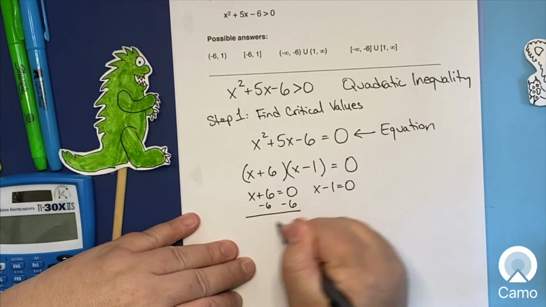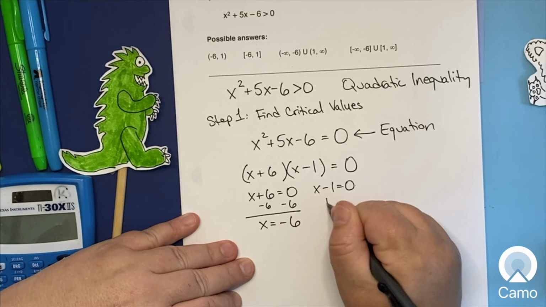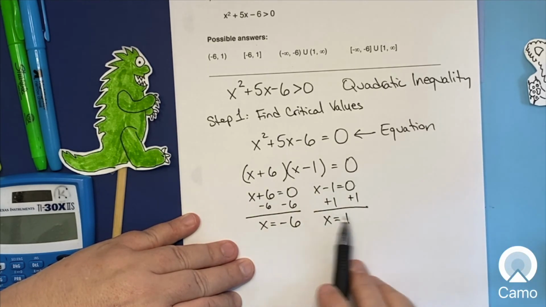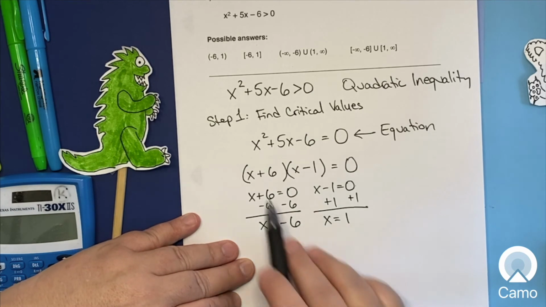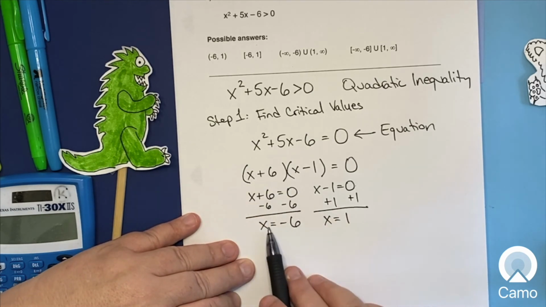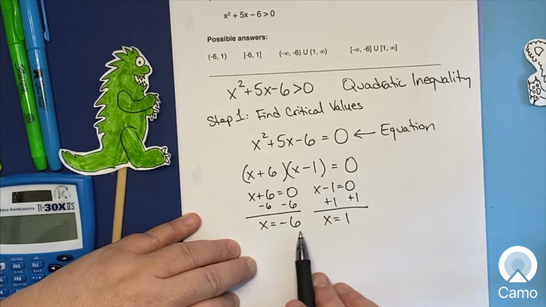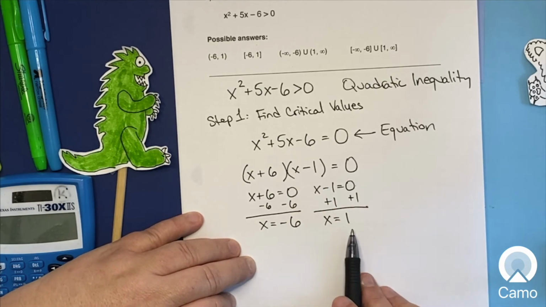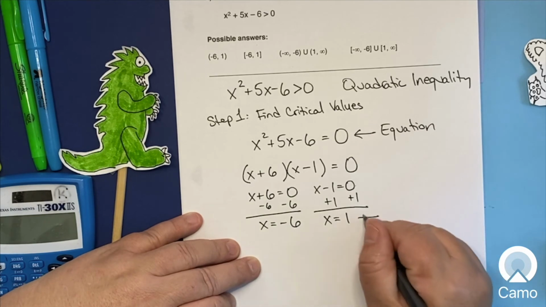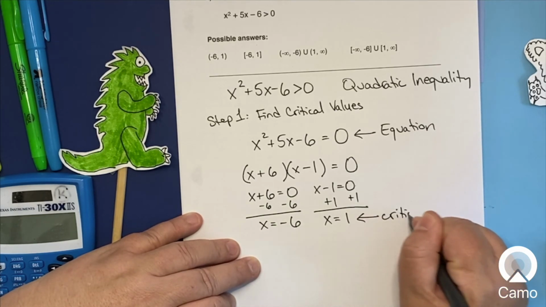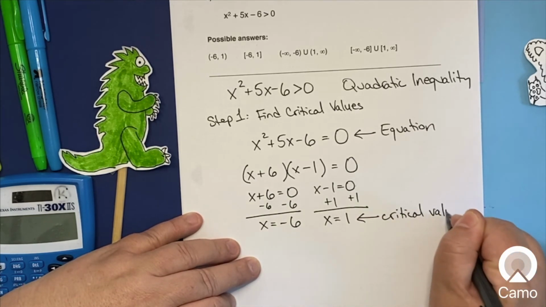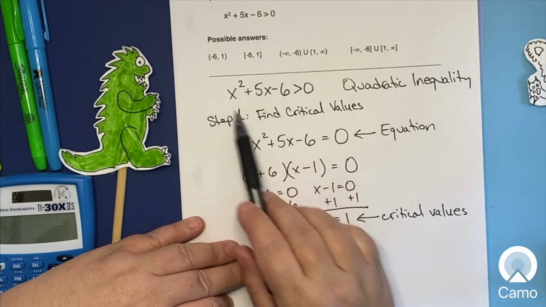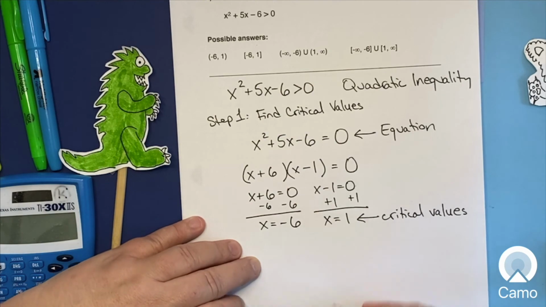And remember that the critical values are actually the opposite of what you think they're going to be. If you have x plus 6, the number you want to look for is -6. If you have x minus 1, the number you want to look for is +1. Okay, so these are the critical values, and these are the places where this expression equals 0.